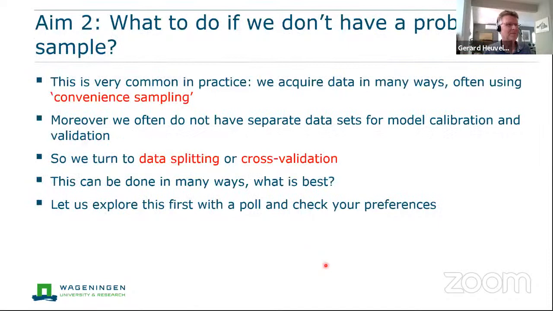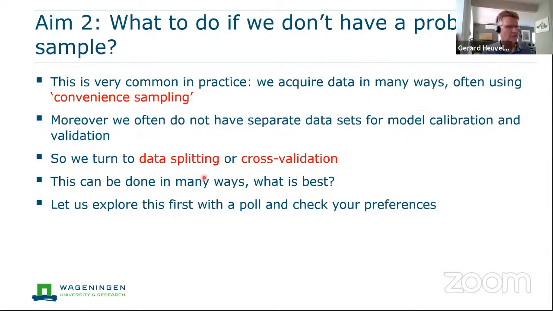Okay, good. Aim 2. What do we do if we don't have a probability sample? That happens quite often, right? In practice, we usually cannot afford it, or maybe we don't think about it. Maybe we should reserve 5% of our budget for validation and taking a probability sample. But if we didn't do that, we still want to estimate the map accuracy. And if we don't have a probability sample, we cannot use probability sampling, design-based statistical inference. So what do we do?